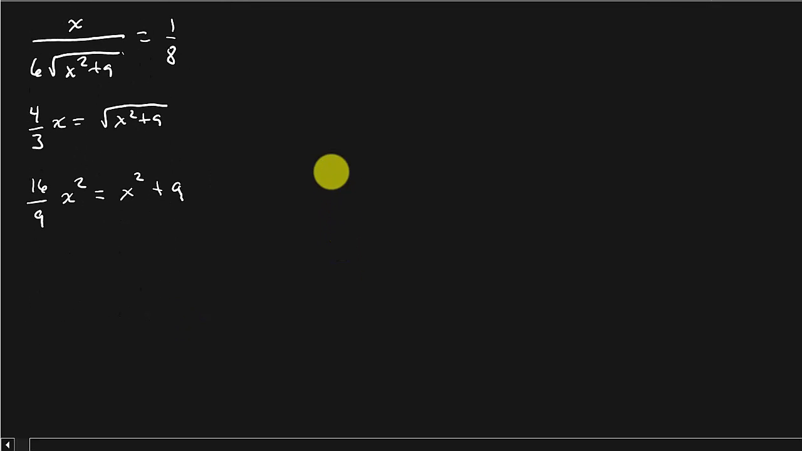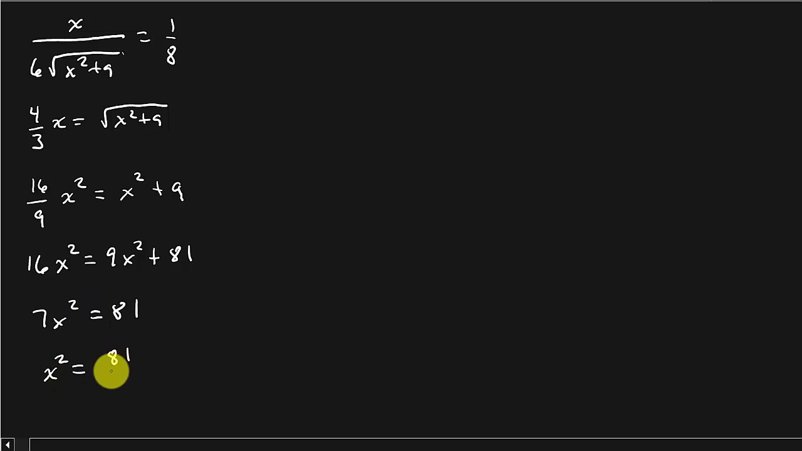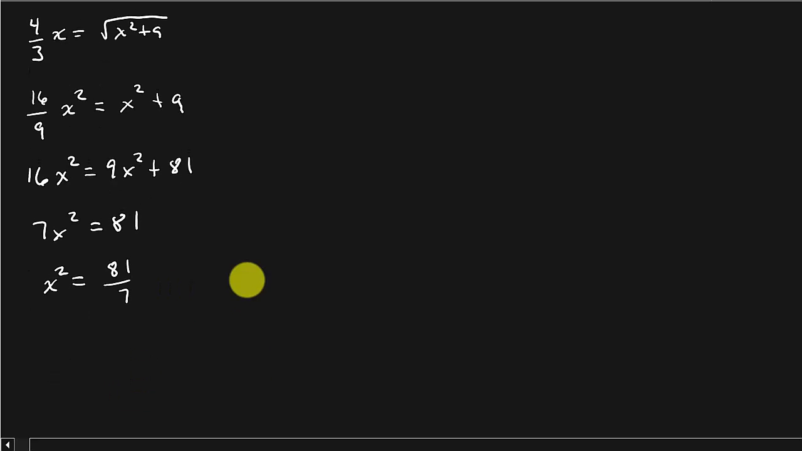Now, well, let's see what happens. Maybe if I multiply everything through by 9, get rid of those fractions, that's going to be 16x squared equals 9x squared plus 81. And so I get 7x squared plus 81 equals 81.